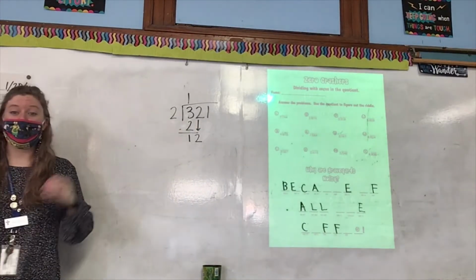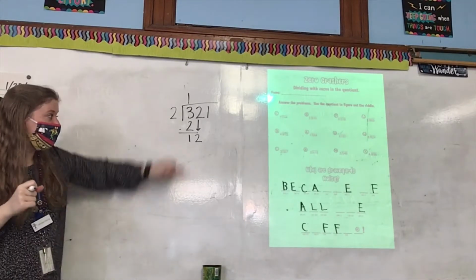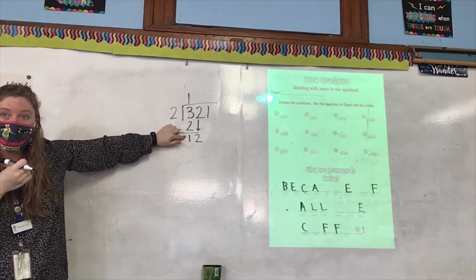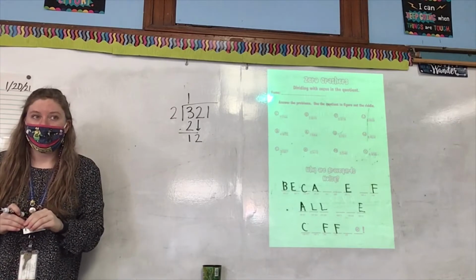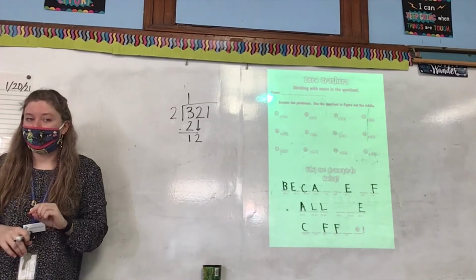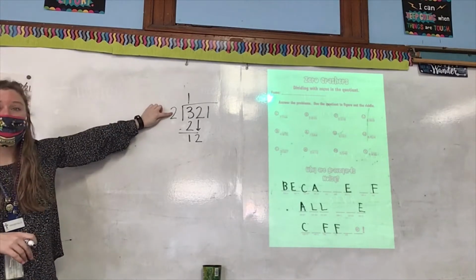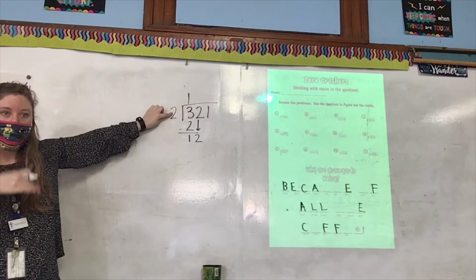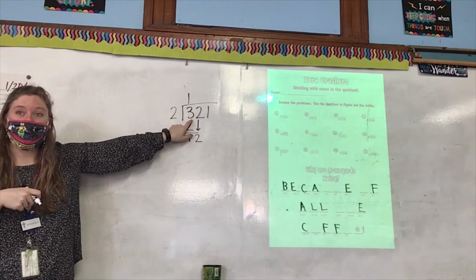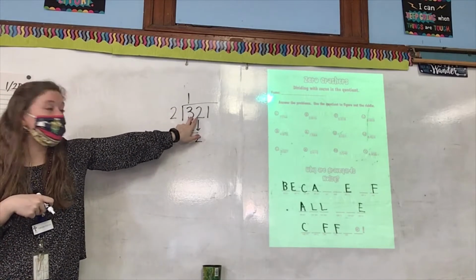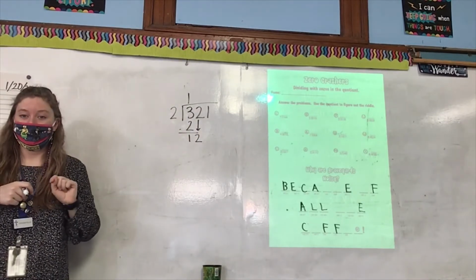Once we bring down, we always create a new dividend. The next step after bring down is always divide. Only one word of this step is going to change. We see how many times the divisor fits into that doesn't change. That's the same every time. But instead of saying the first digit of the dividend or the first two digits of the dividend, we're going to say the only other option, the new dividend.